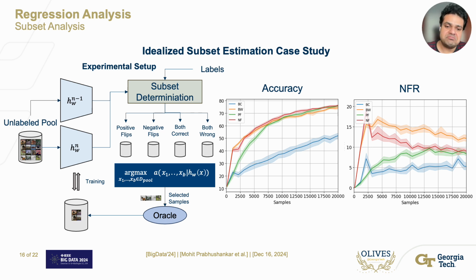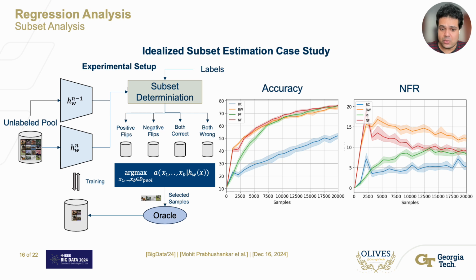There are other data points, let's say the red and orange, which are the negative flips and both wrong cases. If we train our neural network based on just these subsets, they give us a faster increase in accuracy. And if we look at the right-hand side, which is the NFR, you will notice that NFR decreases for two of these cases, the both wrong and the negative flips, while it increases for the both correct phase, while remaining constant for the PF, which is the positive flips. Again, our ideal model has an accuracy that increases while an NFR that decreases.